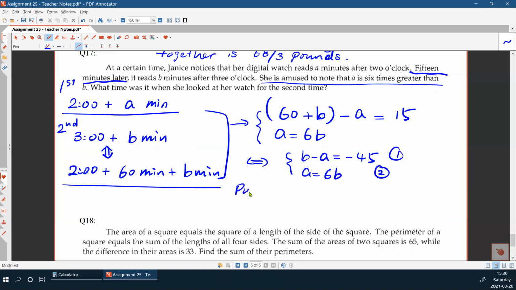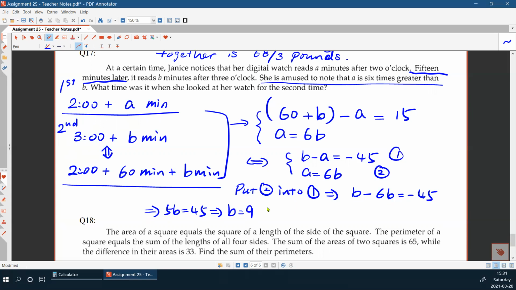We can put 2 into 1. This will give you B minus 6B equals minus 45. So that will give you 5B equals 45. That means B is 9, right? Okay, so let's call this 3. And then you can put 3 into 2 to solve A is 54, right? Okay, so are we done here?